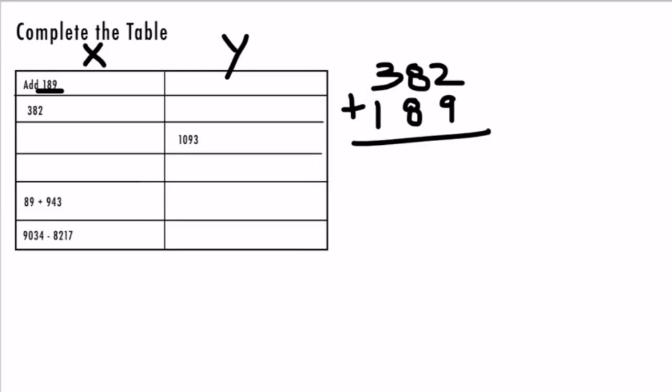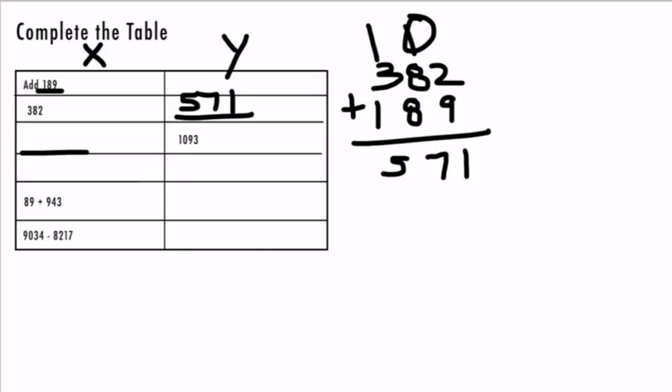9 plus 2 is 11, so we put a 1 here and we put a 1 on top. 8 plus 8 is 16, 16 plus 1 equals 17, so we put our 1 on top again. 3 plus 1 is 4, 4 plus 1 equals 5. So our final answer for this missing part of the table is 571.